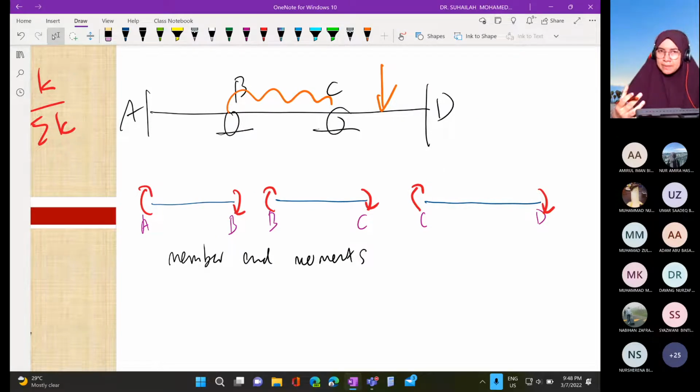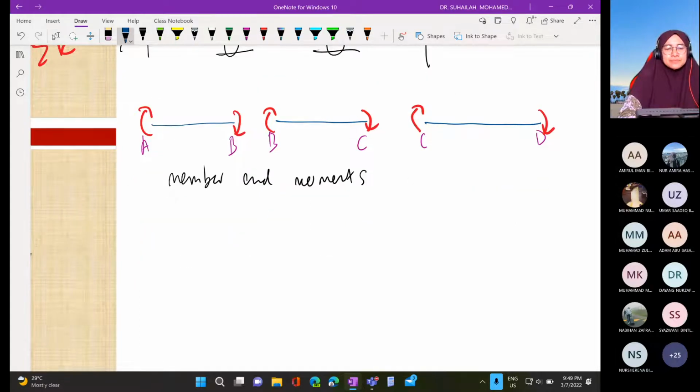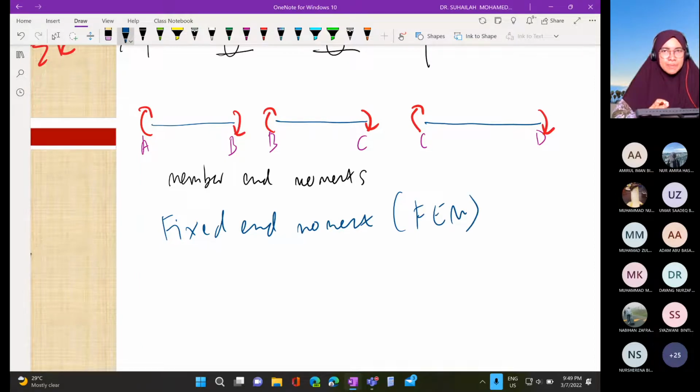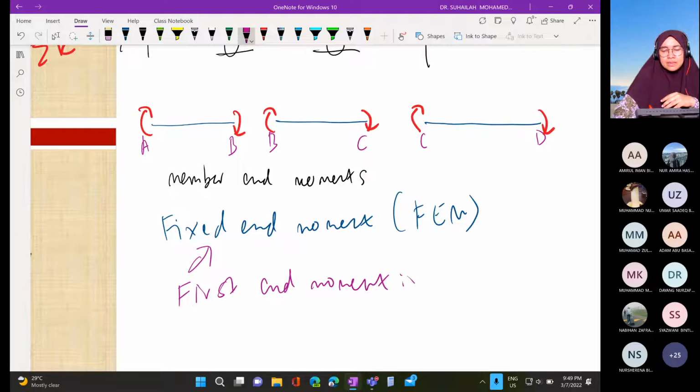So in order to calculate member end moment using the moment distribution method, we have the first member end moment in the table, which is actually the fixed end moment. So fixed end moment, or FEM, will be the first member end moment in the table.